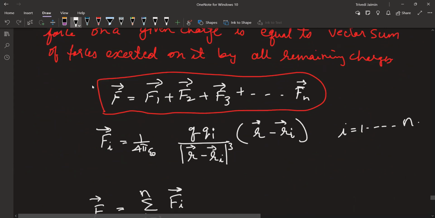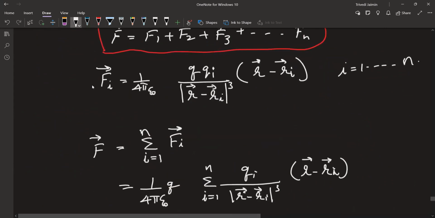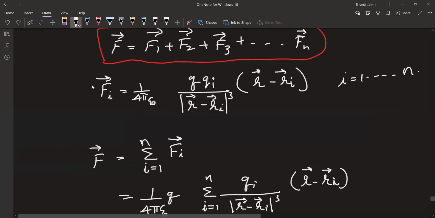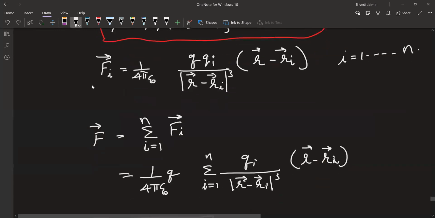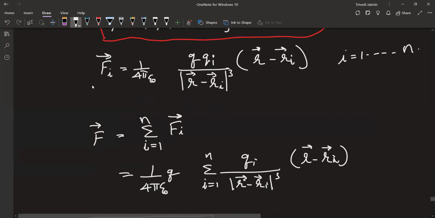Till n. So all these terms, we are summing them up as the summation of Fi. Summation means summing it all, a vector sum. So when there is a vector sum of Fi, we need to include just the i term. The remaining terms should stay constant outside.